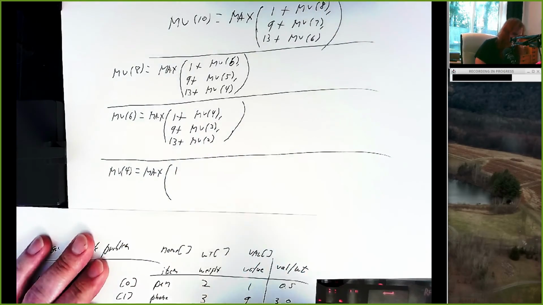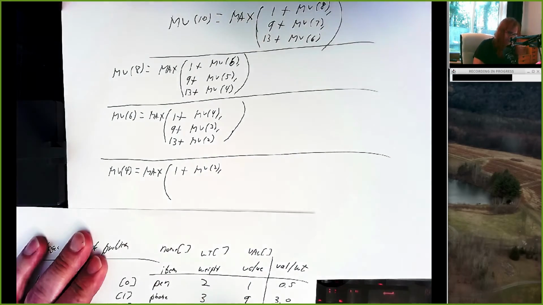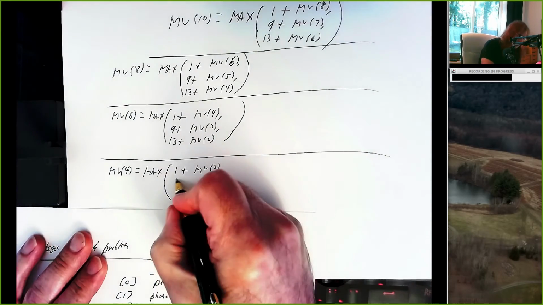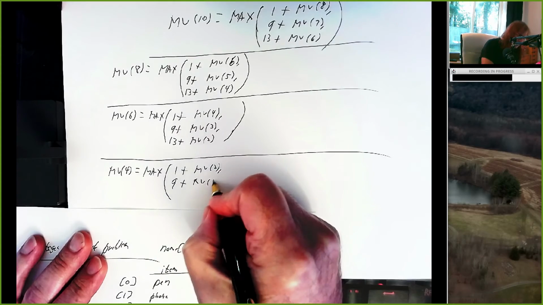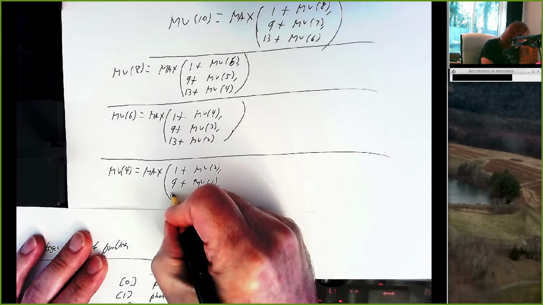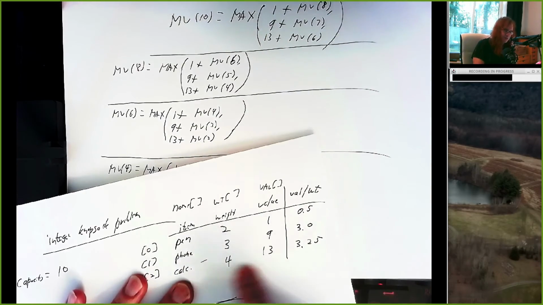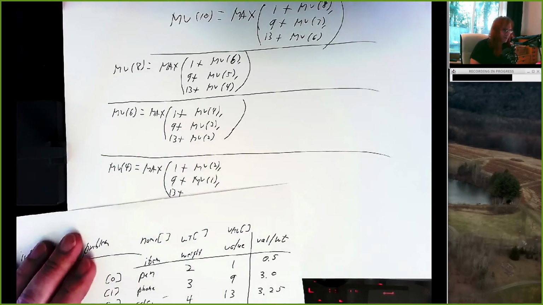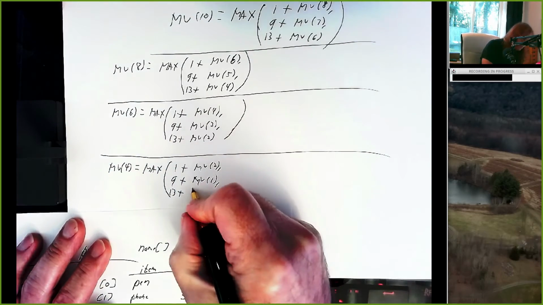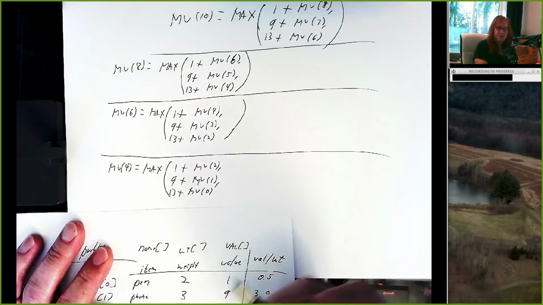So we have a pen which weighs 2 pounds, so it's 1 plus max val of 2. We have a phone that weighs 3 pounds, so it's 9 plus max val of 1. And we have a calculator, which, sorry, is worth 13. It weighs 4 pounds. Our bag holds 4 pounds. So if we put a calculator in, the remaining capacity in our bag is 0. Our bag is full.